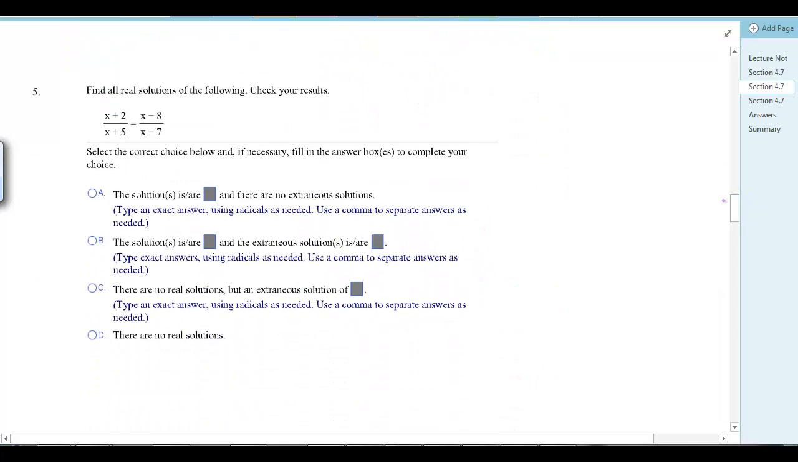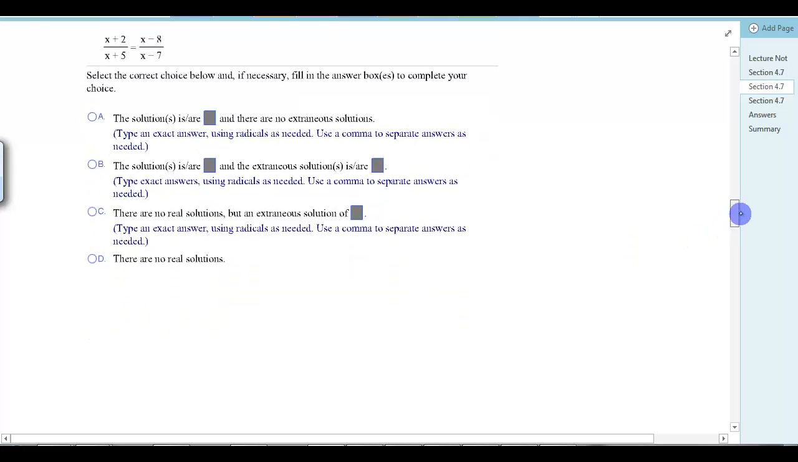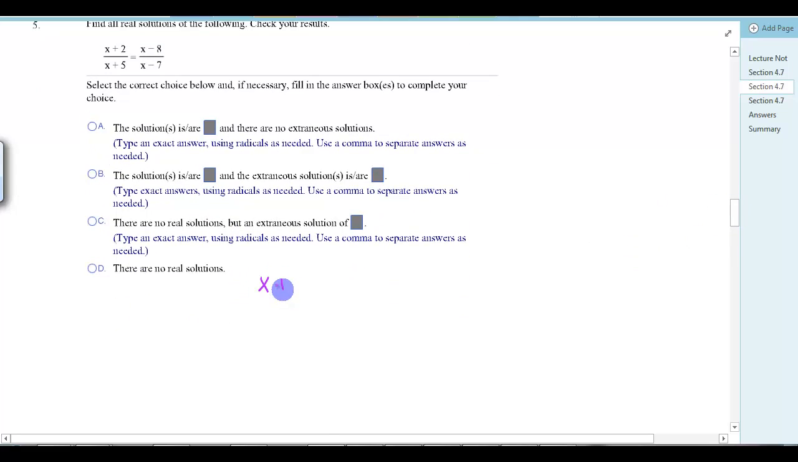All right. Number 5 is a little bit different, and we had one of these in another section. If we notice that we have one rational expression equal to another one, we can do that cross multiplying. So let's cross multiply these, and we would have x plus 2 times x minus 7, that's those, equals x plus 5 times x minus 8, and that is those.